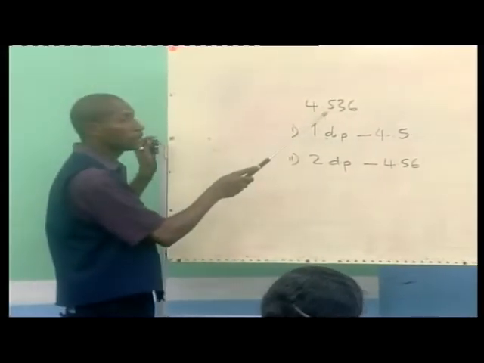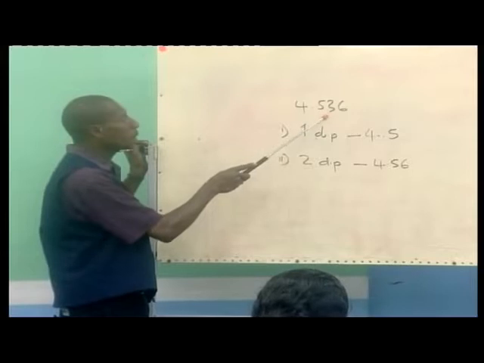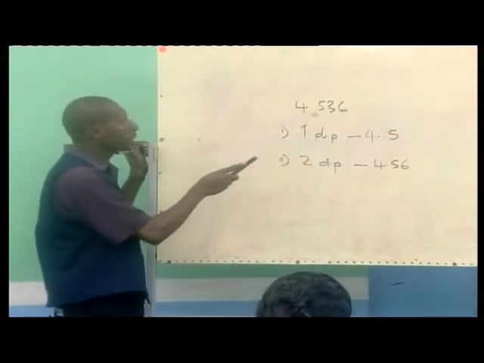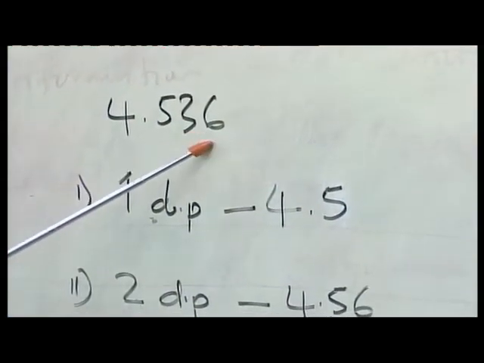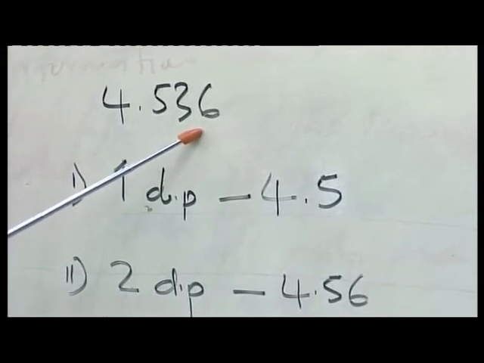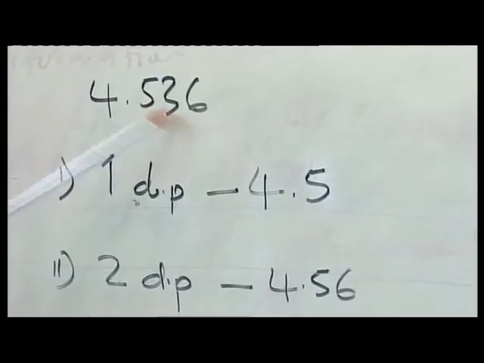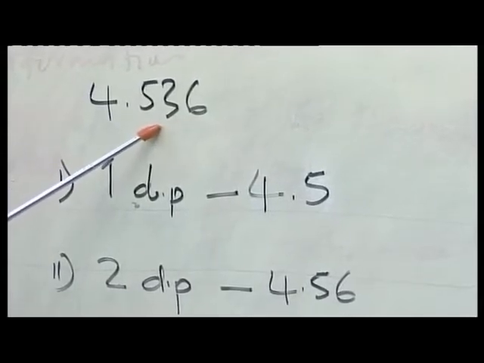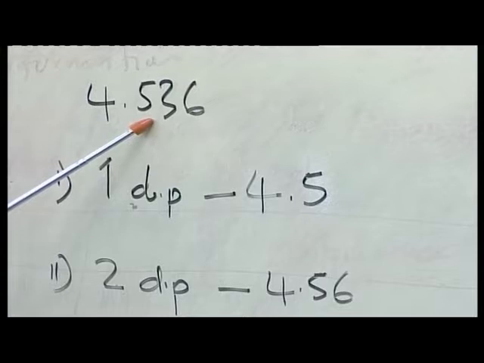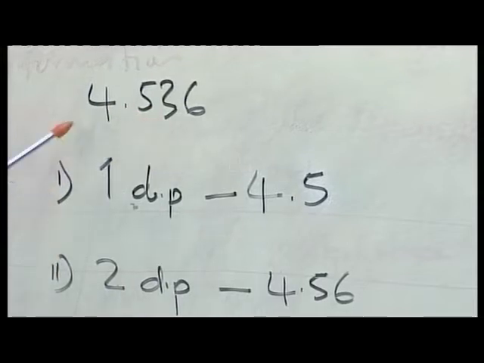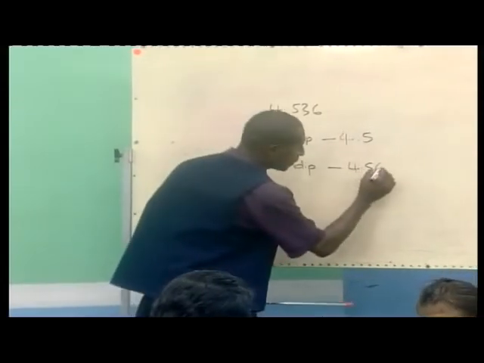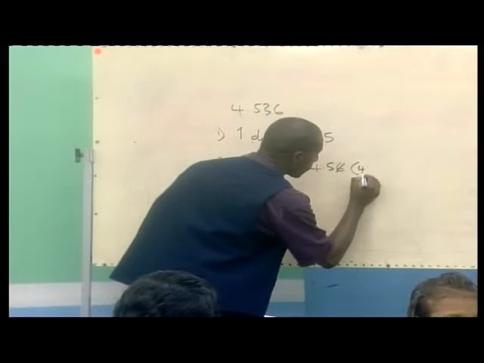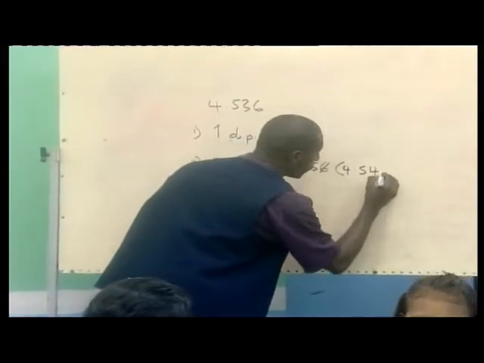Let's go back to the number here. To round off 3, we are trying to round off to two decimal places. Now look at 6. Is 6 greater than 5? More than 5? So can we round this number up? Yes, we can round the number up. To what number? What is the next number? 4. So this number to two decimal places is 4.54.